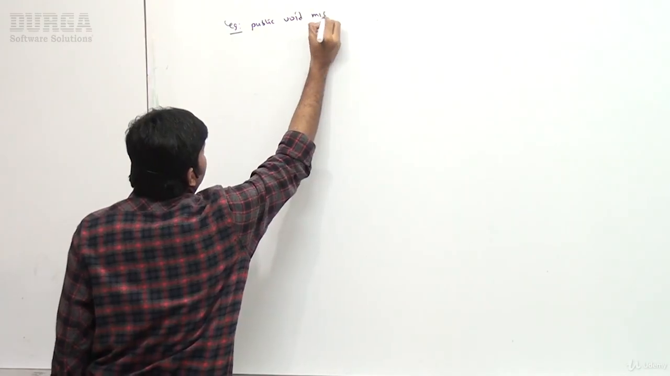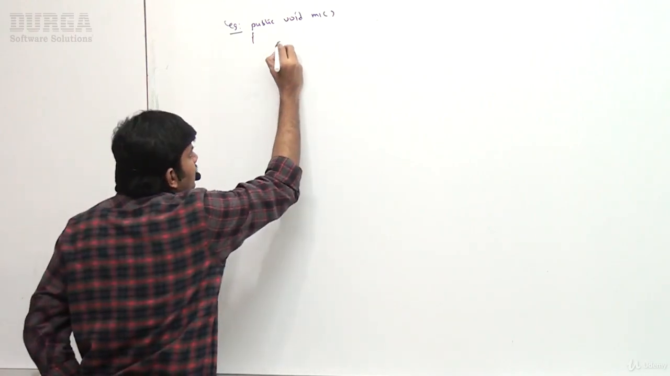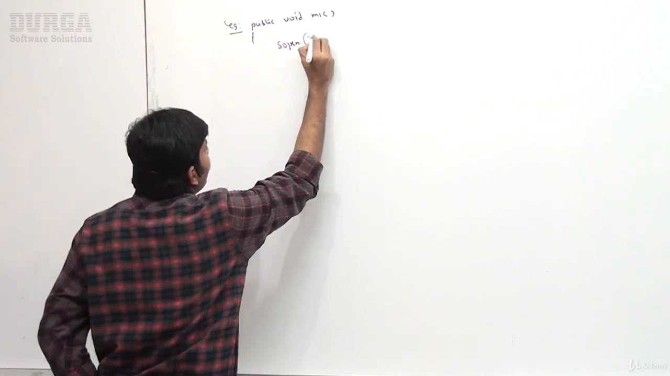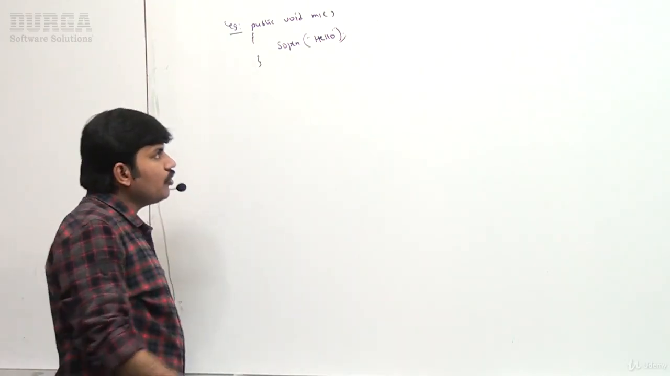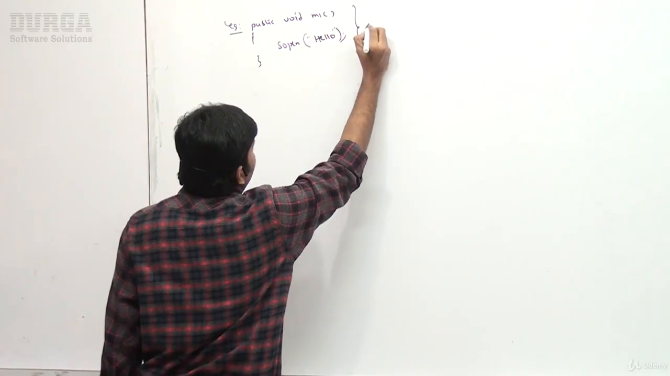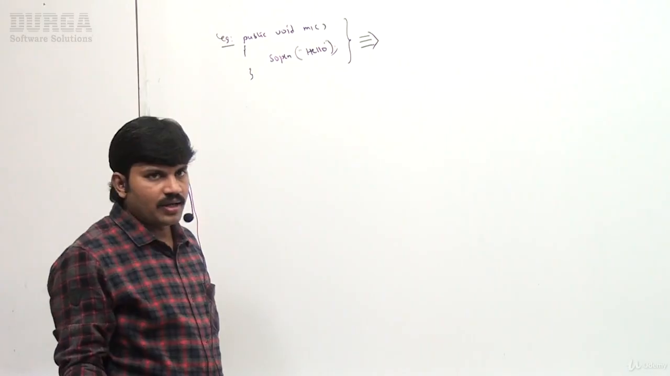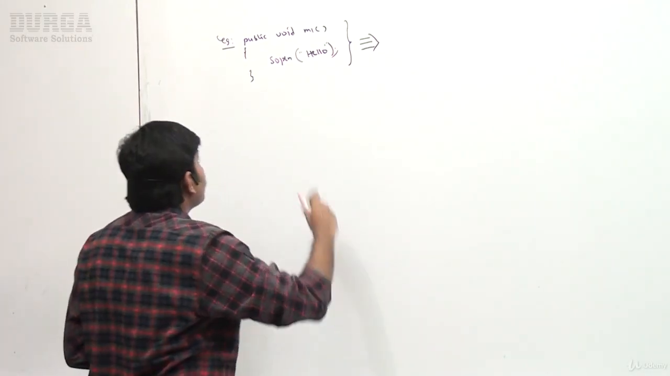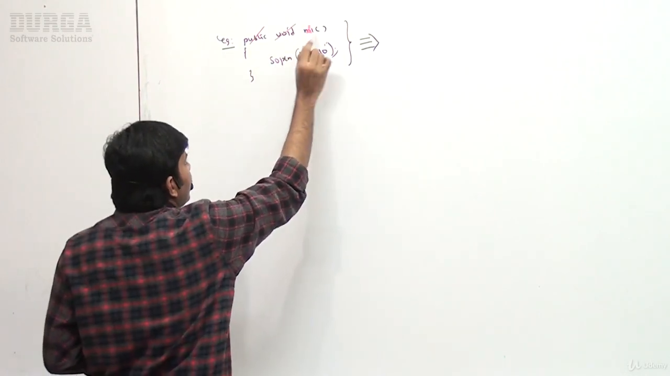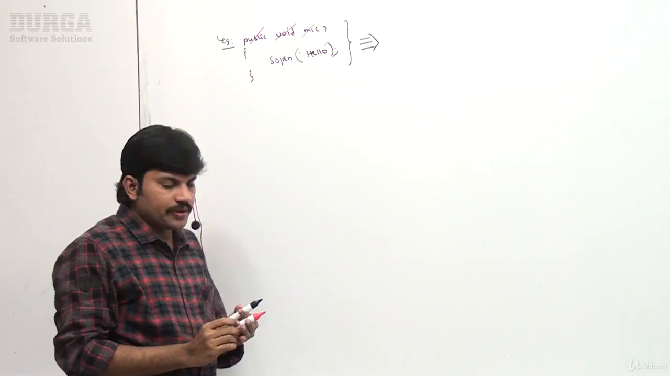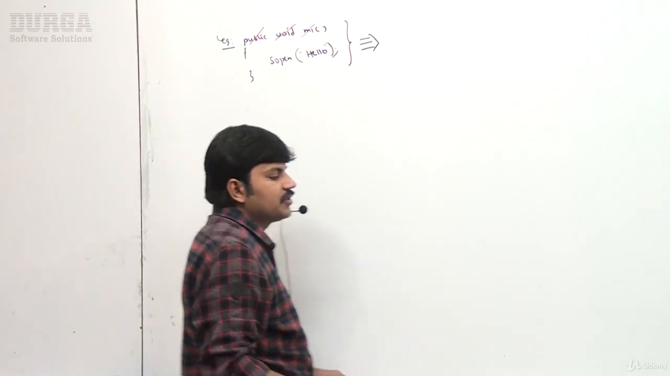How do I write a method, sir? Public void m1, next, System.out.println of hello. Can you please tell how to convert this into lambda expression form? You know already. Remove the access modifier, return type and method name. Are you getting it? Now after removing, can you spell out what will happen in this case, sir?